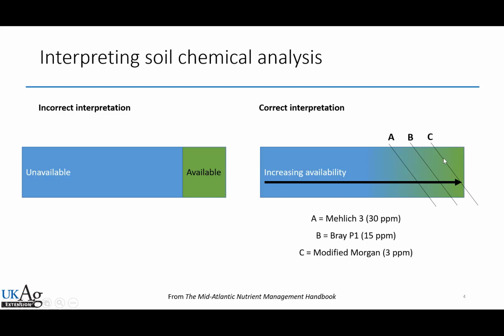Modified Morgan takes just a very little bit of the phosphorus out. Bray a little bit more, and Mehlich 3 quite a bit more. And so if you take the same soil sample and you send it to a lab that runs Bray, you might get a result of 15 parts per million. And with Mehlich 3, you would get a result of 30 parts per million, twice as much.